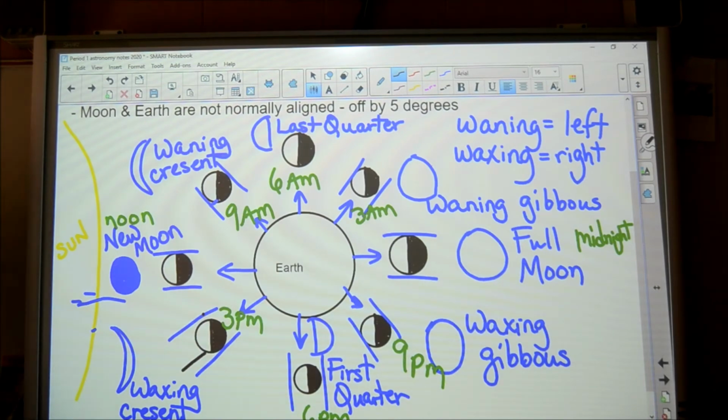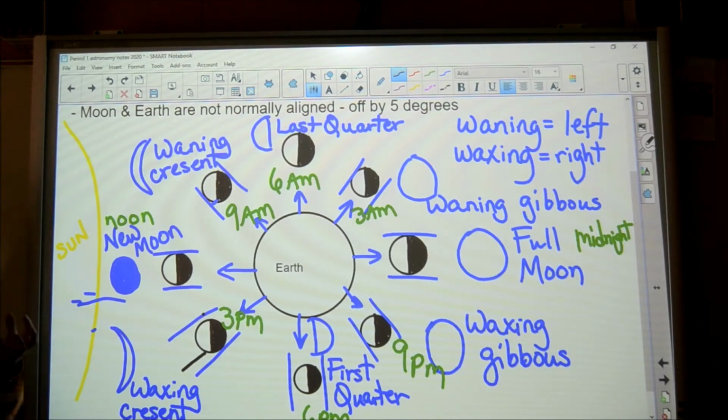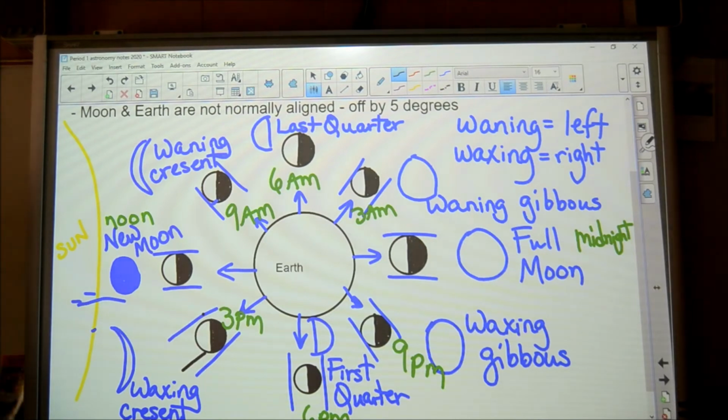Now, if I put you outside during the night, or during the day, because you can see the moon during the day also, if the left side is illuminated, it's waning. If the right side is illuminated, it's waxing. Easiest way to remember this is alphabetical. What comes first, left or right? Left. What comes first, waning or waxing? Waning. So waning on the left, waxing on the right.